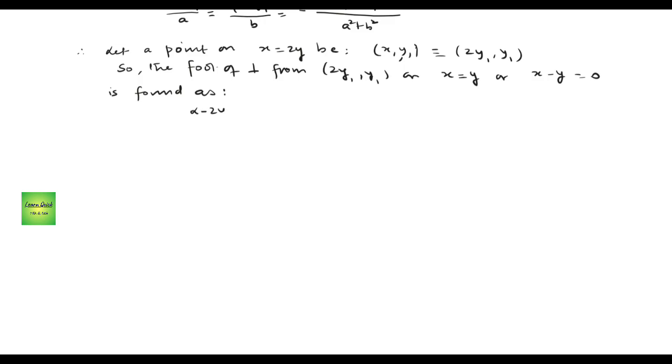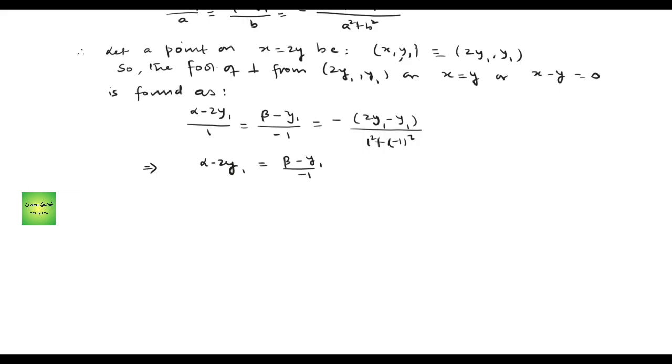We put alpha minus 2y1 by 1 and beta minus y1 by minus 1, they are the coefficients of x and y, and equals minus of 2y1 minus y1 upon 1 square plus minus 1 square. As per the result, we get this. We can further simplify this. You will get alpha minus 2y1 equals beta minus y1 by minus 1 equals minus y1 by 2.